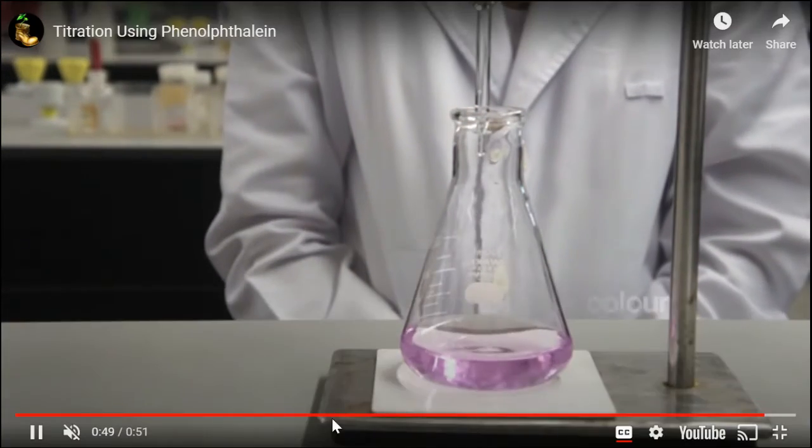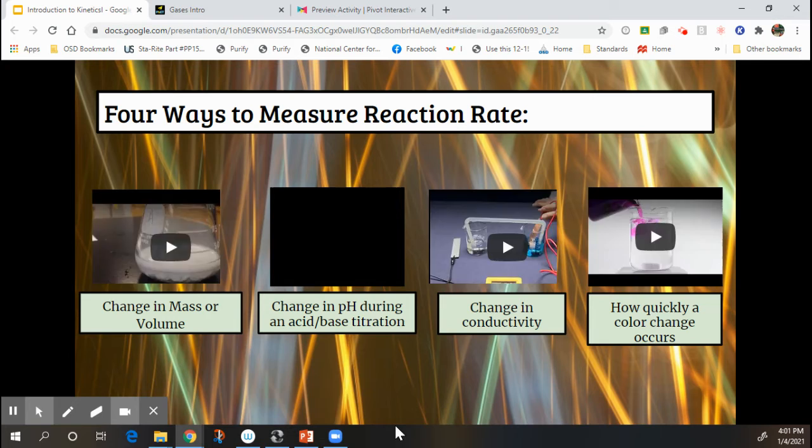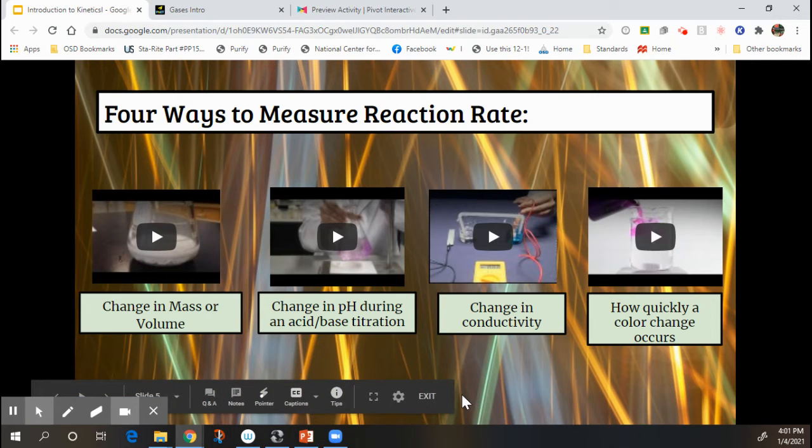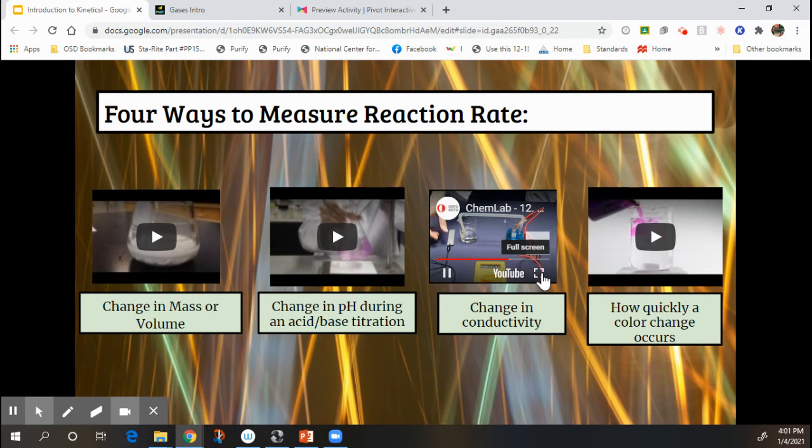the reaction actually occurred. So, change in conductivity: we haven't talked about this yet, but basically think about building a battery and how fast a battery will conduct a charge. This is called a galvanic cell.